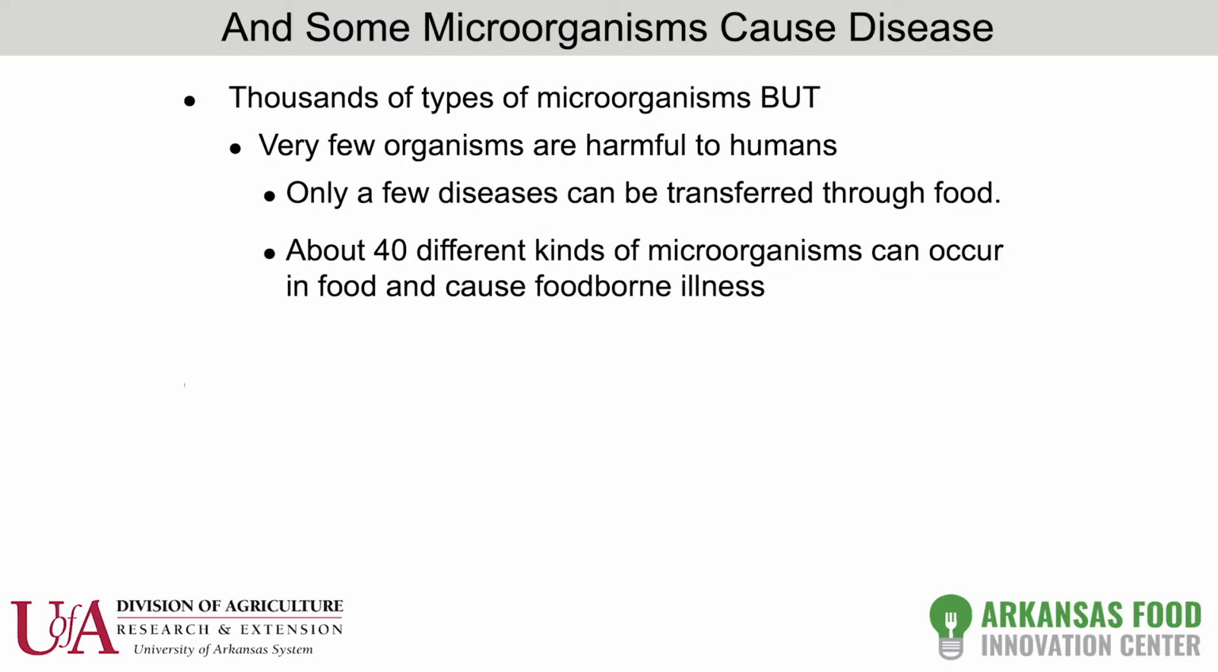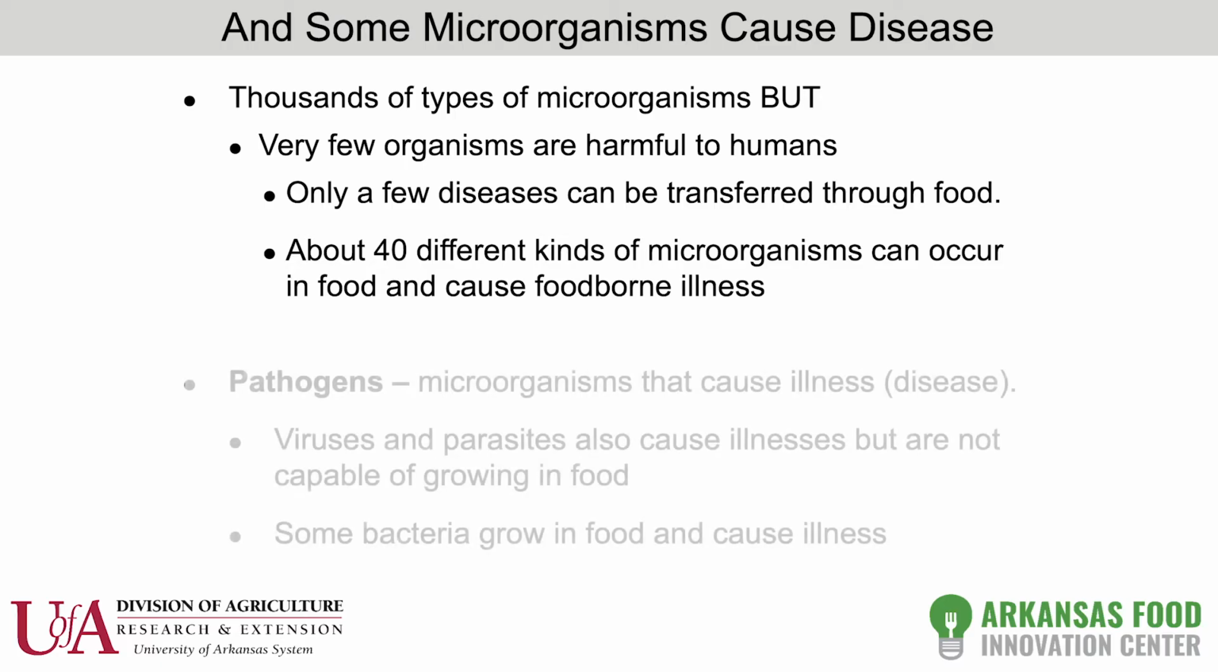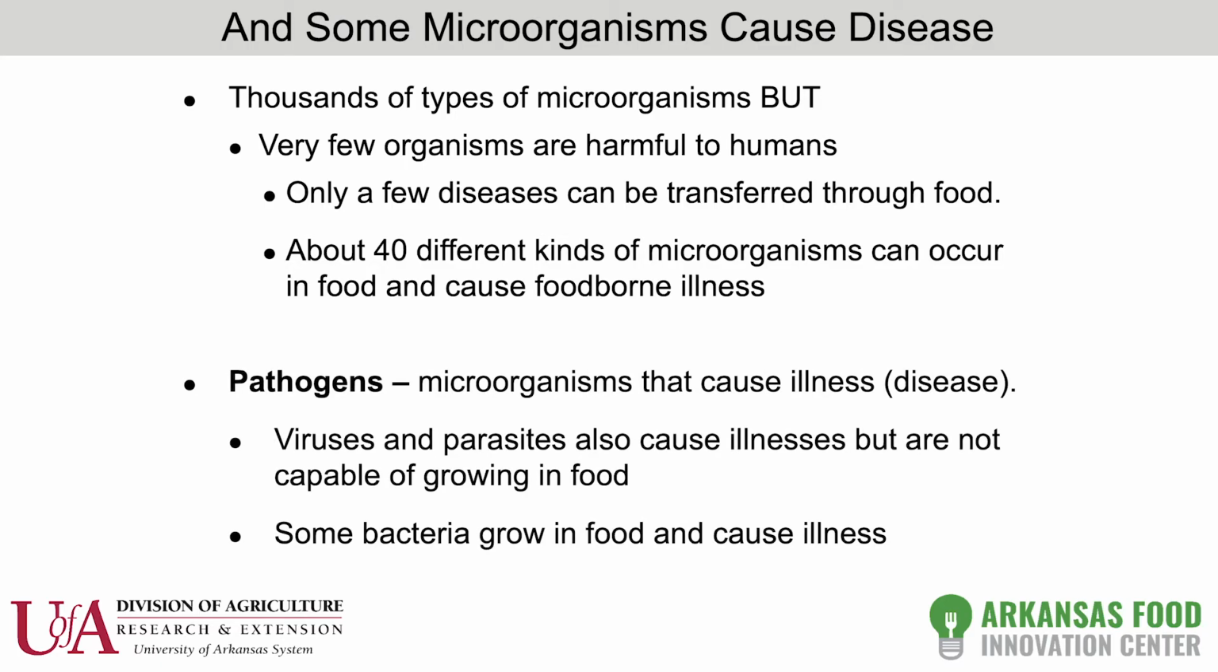There are about 40 different kinds of microorganisms that can occur in food and cause foodborne illness. These disease-causing organisms are called pathogens. Pathogens include viruses and parasites. However, it is important to remember that while these microorganisms may be carried by food and may cause illness, they cannot grow in food and they do not cause food to spoil. On the other hand, as we've already seen, some bacteria can cause food to spoil. Some bacteria also can cause foodborne illness. For this reason, bacteria are the microbial group of most concern to food processors.